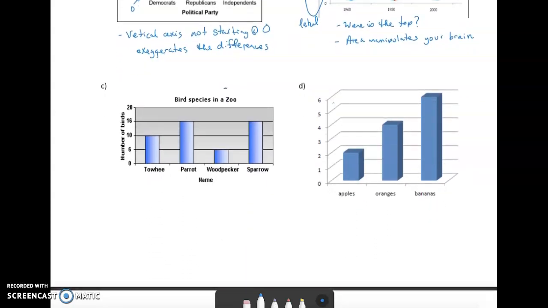At first glance, this one actually looks pretty good. Part C does. We've got bird species in a zoo. We have the names of these birds, and we have the number of birds on the side, so we know what we're counting. We're using regular bars. They seem very easy to follow over to the vertical axis. They started counting at 0, and this looks great, honestly, until you look at it a little bit closer. And what you realize is that they are not counting by a consistent amount on their vertical axis. So inconsistent counting.